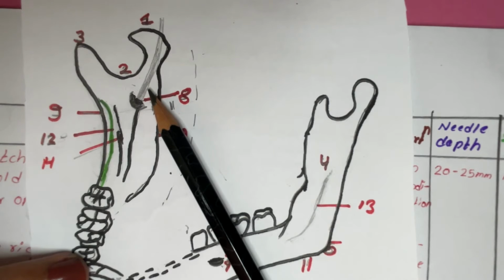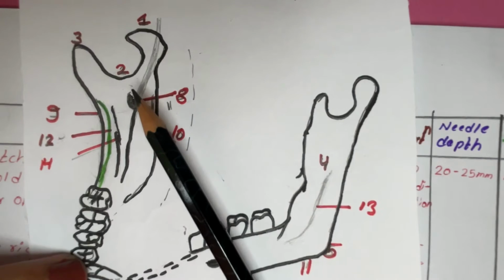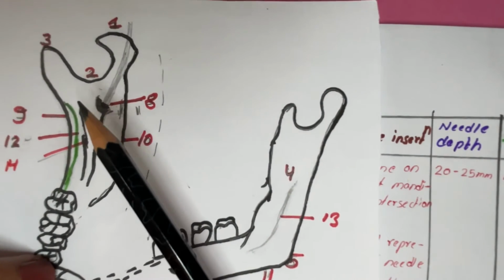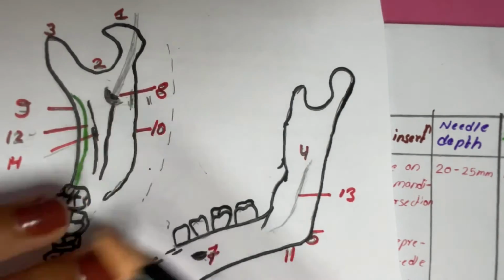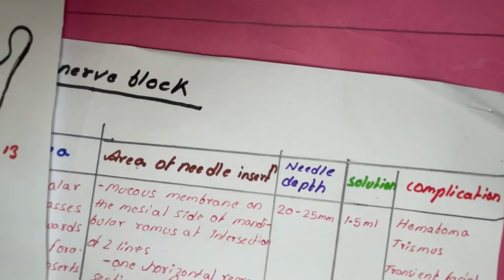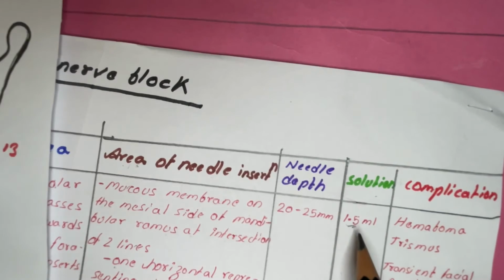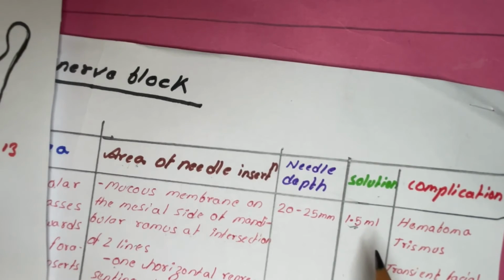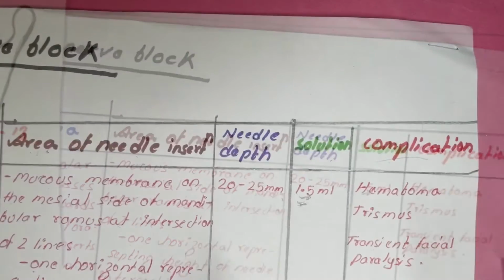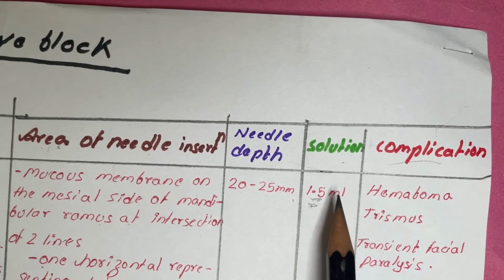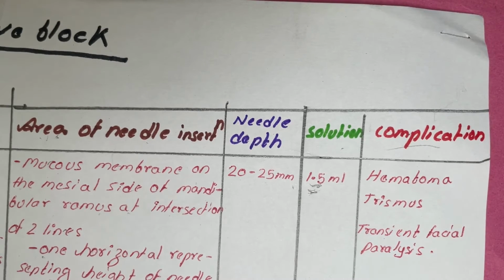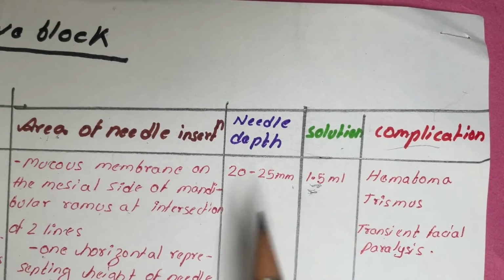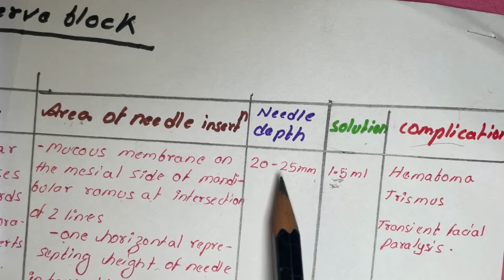We are inserting the needle here, and we will get a bone hit, and we should deposit the anesthesia slowly. In solution, 1.5 ml of solution should be deposited in the inferior alveolar nerve block, which is half of the 3 ml syringe, and needle depth is 20 to 25 mm.